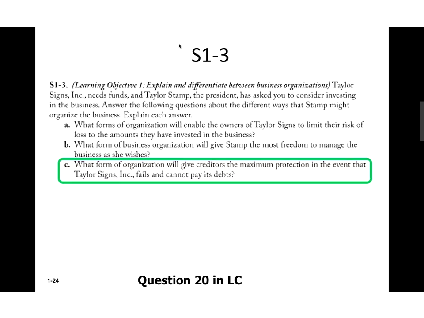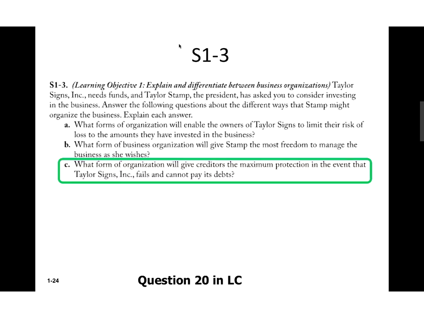okay, this next one I just put out in Learning Catalytics, so it is a question. What form of organization will give creditors the maximum protection in the event this company cannot pay its debts? Okay, so let's say the business is going out of business, what form of organization is going to give creditors the maximum protection? So you have that choice of proprietorship, partnership, or corporation.